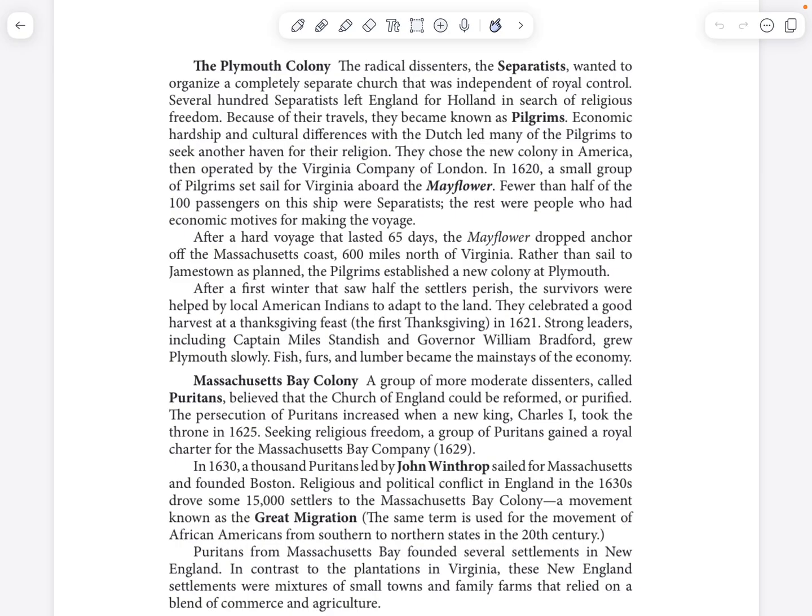After a first winter that saw half of the settlers perish, the survivors were helped by local American Indians to adapt to the land. They celebrated a good harvest at a Thanksgiving feast, the first Thanksgiving, in 1621. Strong leaders, including Captain Miles Standish and Governor William Bradford, grew Plymouth slowly. Fish, furs, and lumber became the mainstays of the economy.